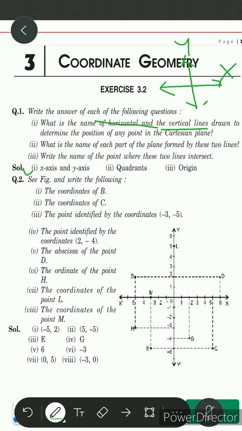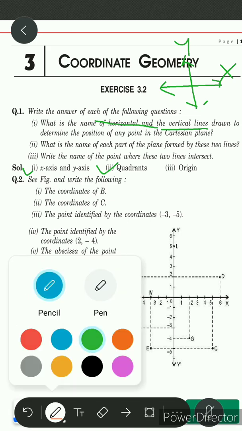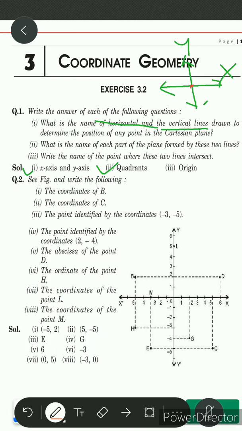What is the name of each part of the plane formed by these two lines? These lines divide the plane into 4 quadrants. So, the part it divides is quadrants. Write the name of the point where these two lines intersect. The lines intersect at origin. This is your origin.